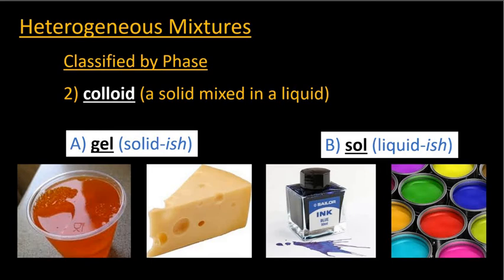Okay, and the sol version of Jello would be when it's hot. Okay, so it can go back and forth between these two forms, depending on what the substance is. I guess you can melt your cheese and have it back in the sol form too. Okay, so it can go back and forth, but it goes between solid-ish and liquid-ish. Okay, so that's a colloid, a solid in a liquid.